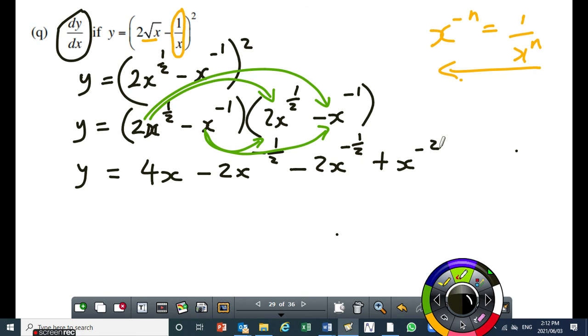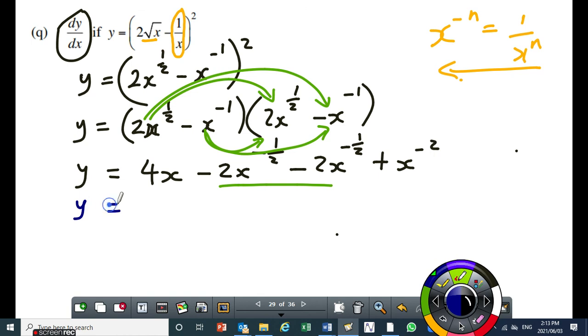Alright. So now, before I find the derivative, these two are like terms. So I can simplify them and write y equal to 4x, that will be minus 4x to the power of a half. That will be plus x to the power of minus 2. Now that it is simplified, I can now determine the derivative.